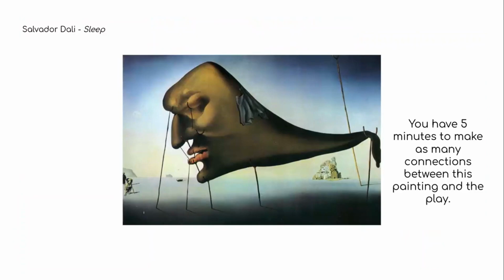Okay, you should be getting comfortable with the idea of what I'm asking you to do. Here's image number 2. This one is called Sleep by Salvador Dali. We're going to see a few images of paintings of his. Again, 5 minutes to make as many connections as you can between this painting and An Inspector Calls. Pause it and go.